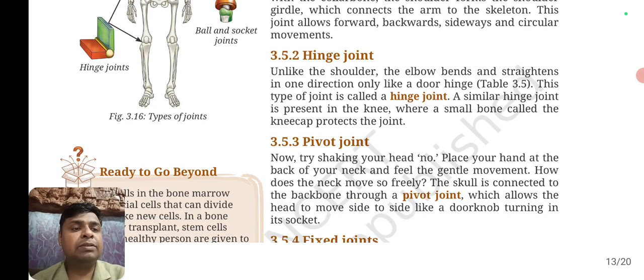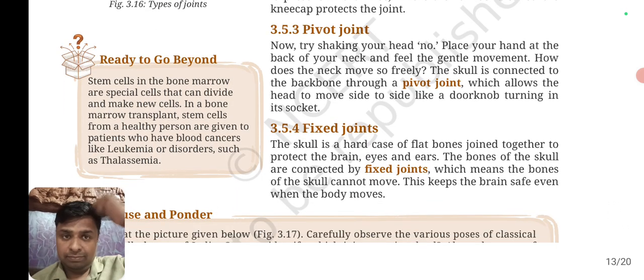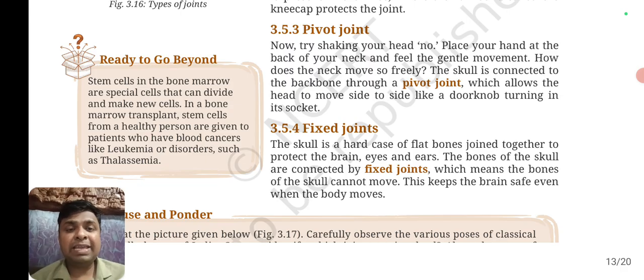Then pivot joint. So try shaking your head to no in your place. Up, down, no. So place your hand at the back and you can feel the movement. So that is the pivot joint. Then we have fixed joints. Skull. It has joints, but they are fixed now. During birth, they were moving a little bit, but after birth, they calcified. Calcium deposition occurs and they become very strong, fixed joints. So they keep the brain safe.